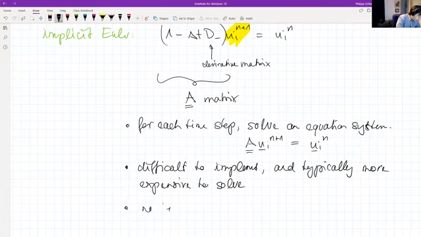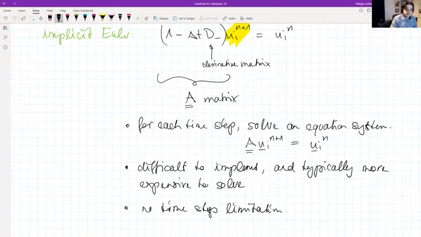No time step limitations is the big advantage here.